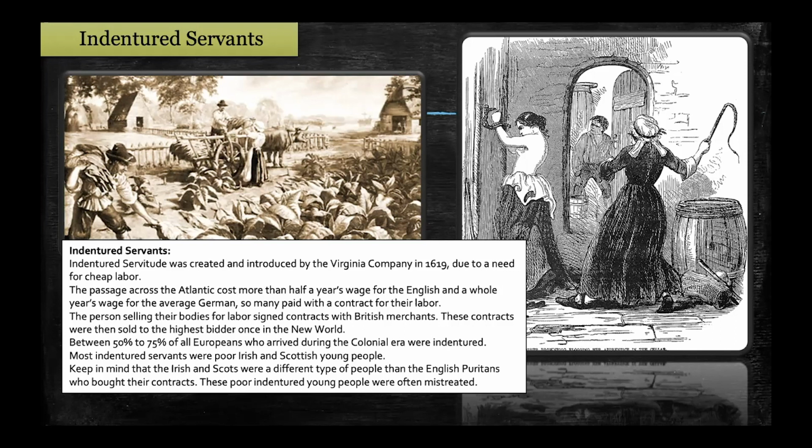Between 50 and 75% of all Europeans who arrived during the colonial era were indentured. That's a lot of indentured servants. Most indentured servants were poor Irish and Scottish young people. Keep in mind that the Irish and Scots were a different type of people than the English Puritans who bought their contracts. These poor indentured young people were often mistreated.